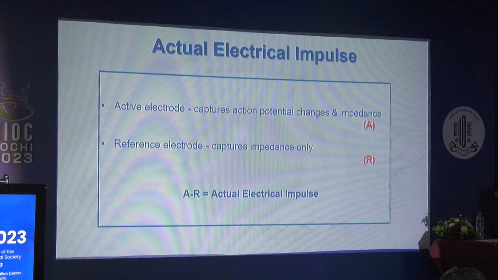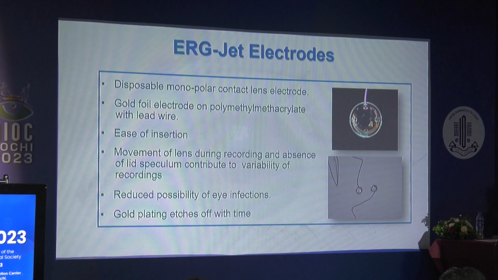Now, what is the actual electrical impulse that is recorded? It is actually the difference of recording between the active electrode and the reference electrode. The active electrode captures the action potential changes and the impedance, which is denoted by letter A. The reference electrode captures impedance only, which is denoted by the letter R. Now, the difference, A minus R, actually gives us the actual electrical impulse.